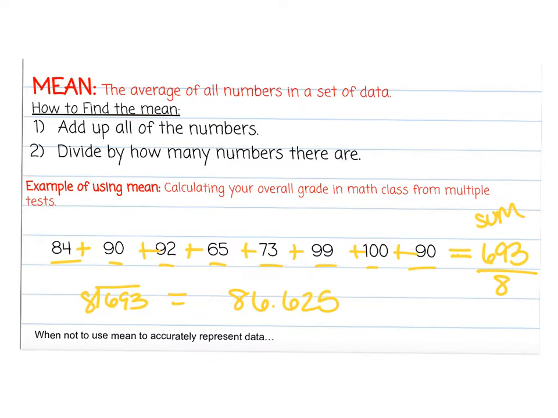So maybe you leave it like that. Maybe the directions are to round to the nearest whole number. In that case, it would be 87. So my average test score is an 87, which is a B+. So, just so you know when not to use mean, later you're going to learn about outliers. You would not want to use mean to find the central number or that middle number that represents the majority of the data if there's an outlier, and we'll talk about that later.